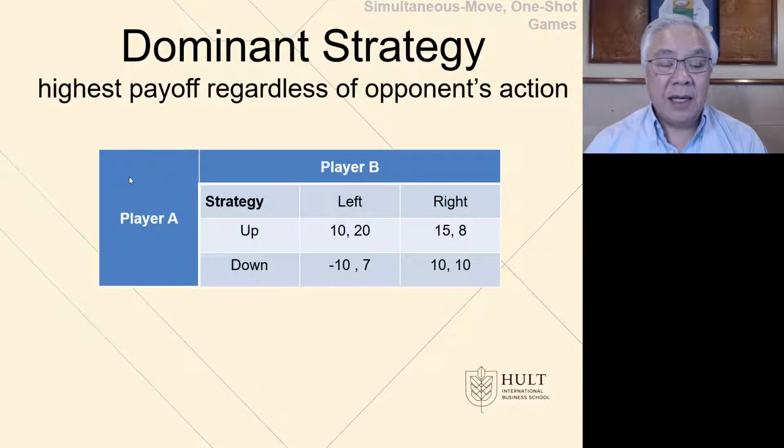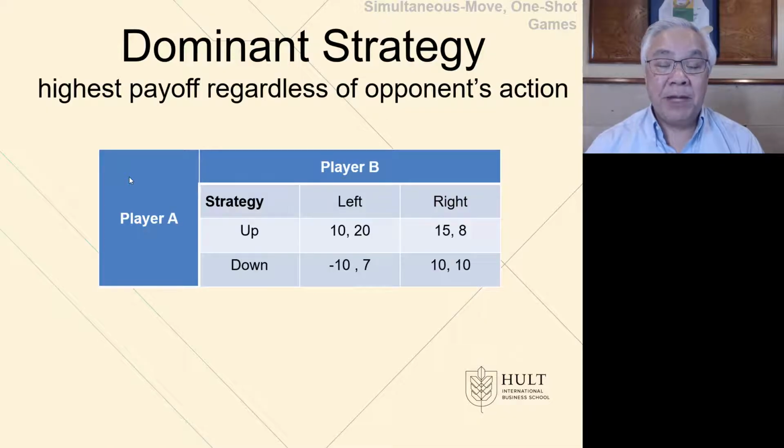Here, the player A has these choices, up or down, and B has left or right. The dominant strategy is the one where you choose it, and regardless of the other player's move, you're still in your best position. So let's start with player A. What A would notice looking at the payoffs is that regardless of what happens by B, if A chooses up, they're going to have the better choice.